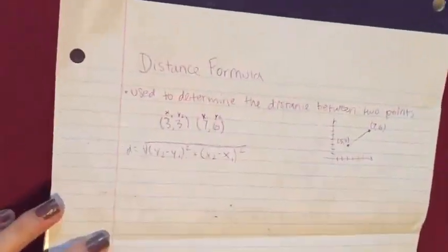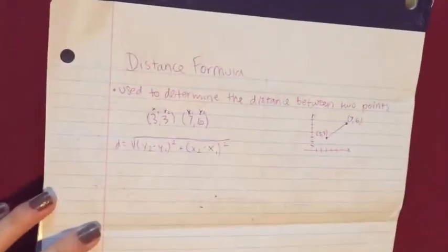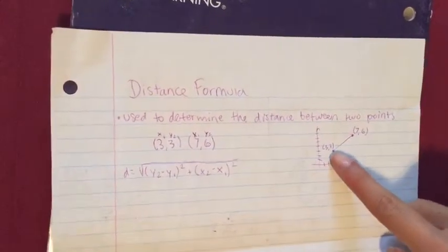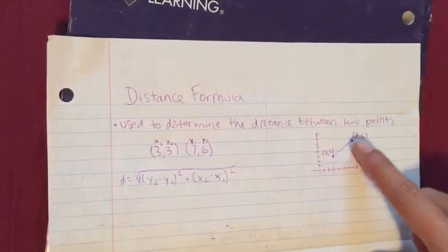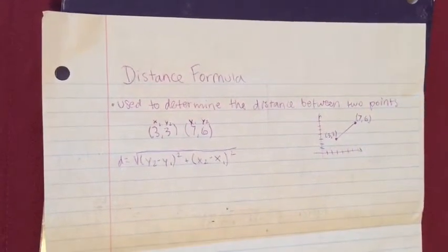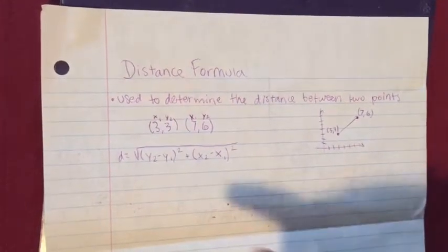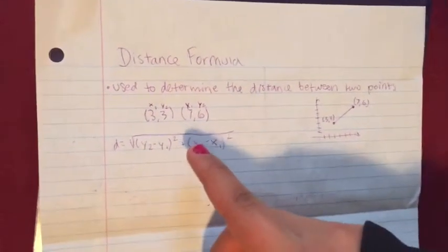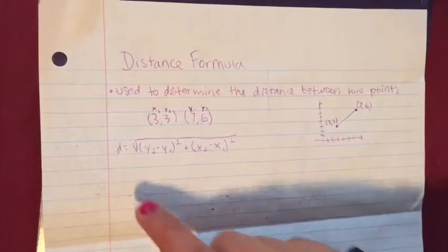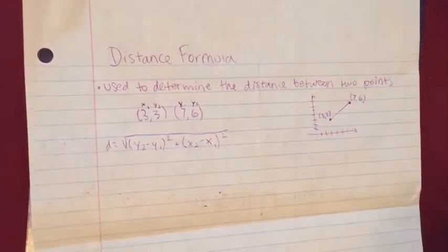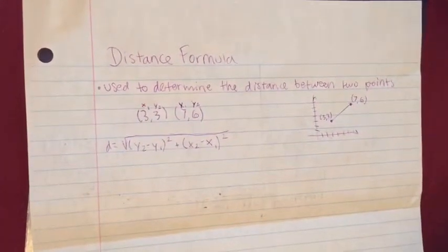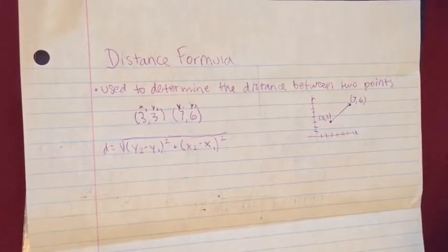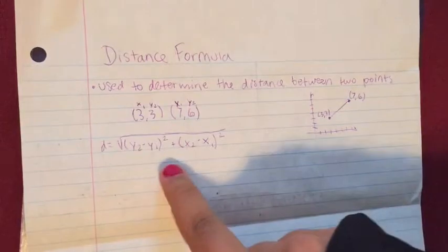So now for the distance formula. The distance formula is used to determine the distance between 2 points. Like if you would determine this right here, (3, 3) and (7, 6). First, you have to determine which of the points are x1, y1, x2, and y2. The distance formula is something you're going to have to remember. It's d equals the square root of (y2 minus y1) squared plus (x2 minus x1) squared. You have to plug those points into the formula.